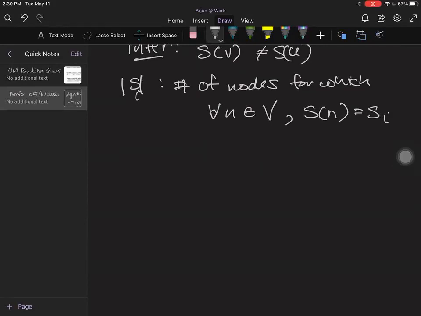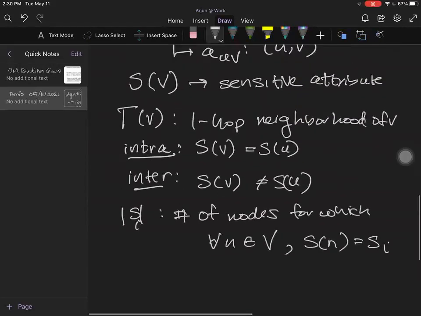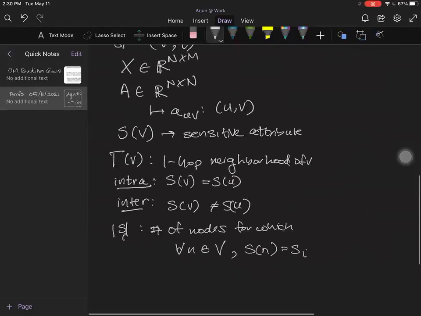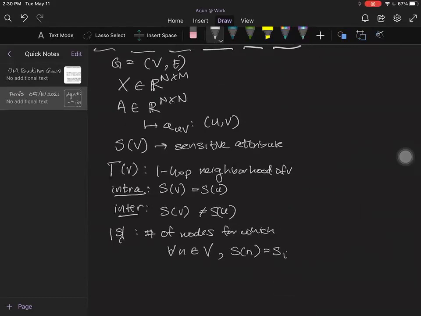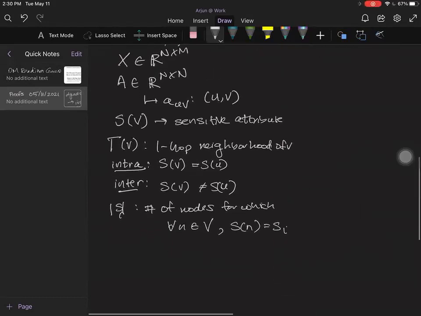And in our case, Arjun, I think I lost my track on the notes again. So what is S again? All right, sorry, my writing is very big. So S, maybe this is easier if I zoom out. S is a function that you input the node and it gives you the sensitive attribute for that node. You mean the attribute value? Yes, the attribute value. I see.